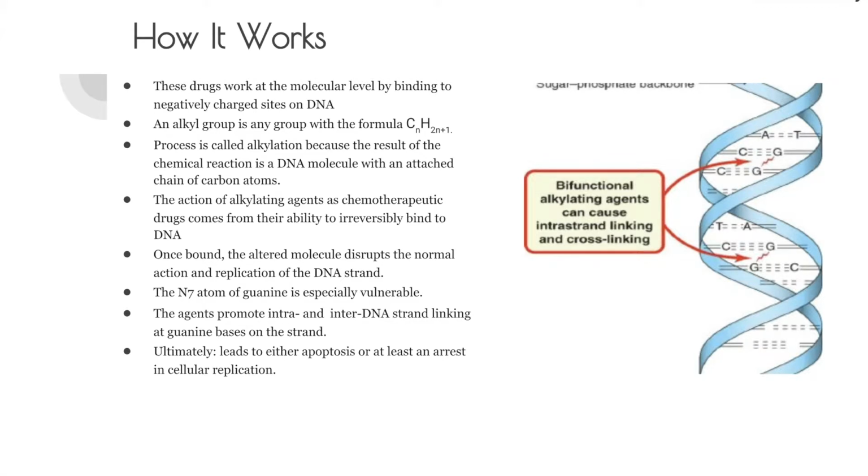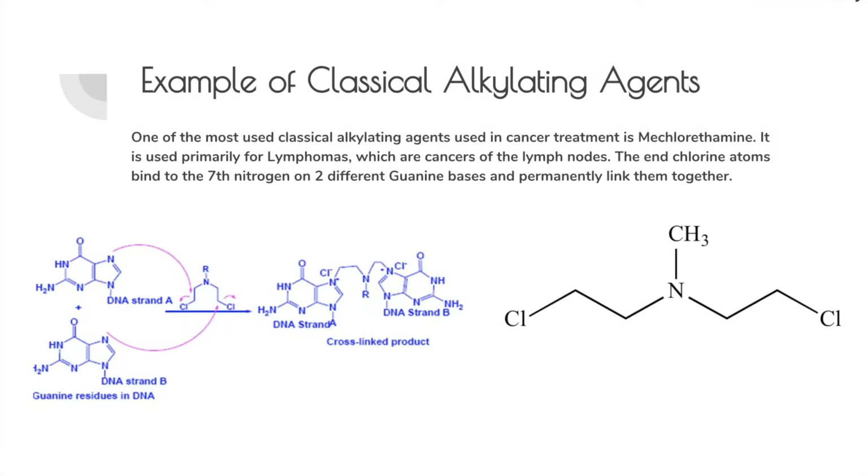If you look at the image, you can see the intra-linkage, or on the same strand, or inter-linkage, or on the opposite strands. This leads to either programmed cell death, apoptosis, or at least an arrest in cellular replication. One of the most used classical alkylating agents in chemotherapy is called mechlorethamine. It is used primarily for lymphomas, which are cancers of the lymph nodes. The N-chlorine atoms bind to the 7th nitrogen on 2 different guanine bases and permanently link them together.